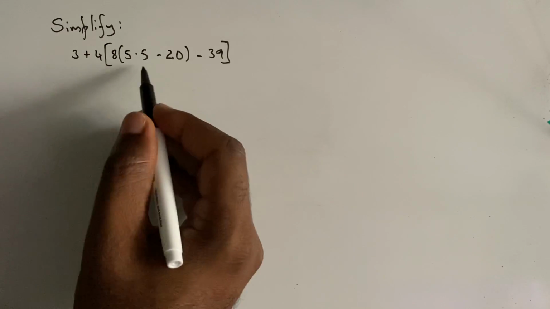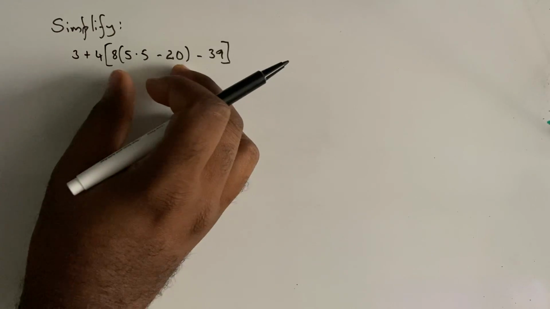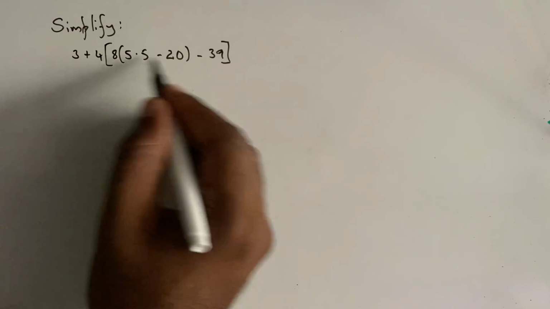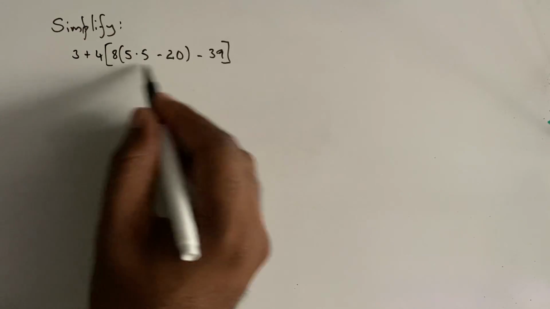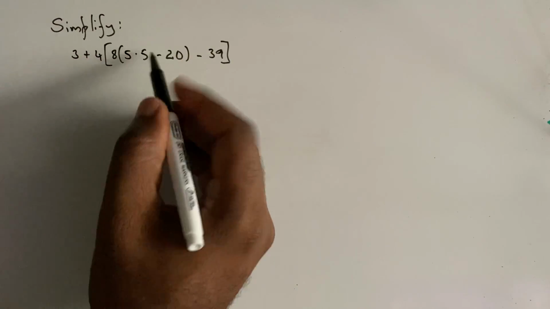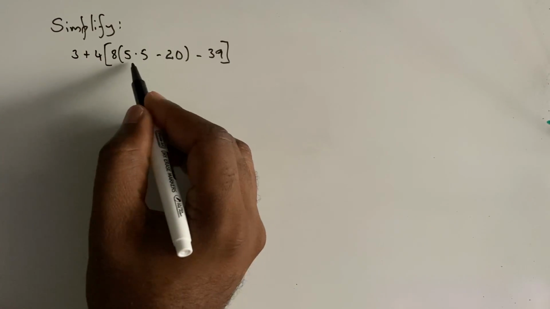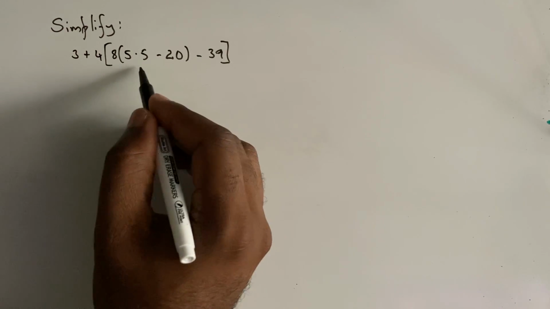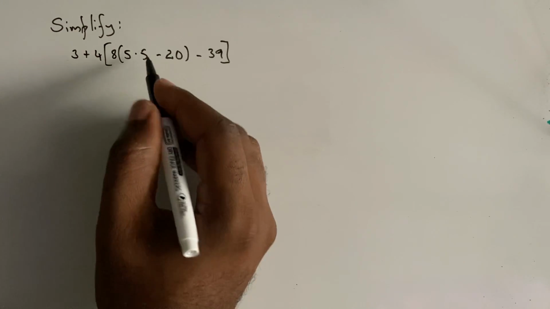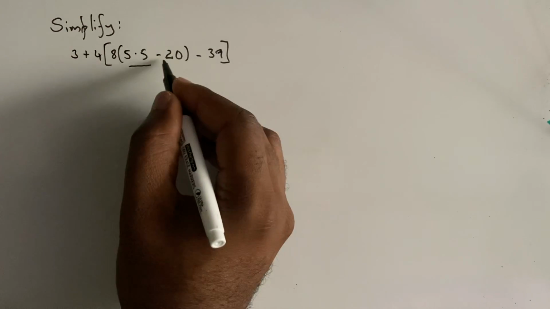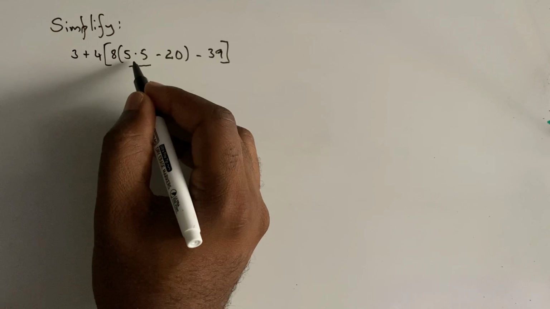So you need to go with the innermost symbol. In this case, it's parentheses. So I have to do what's inside here first, and from here, I'll go outward. Now, what you have here is actually a multiplication. So I'll do multiplication first right here. I have multiplication and subtraction, so you do multiplication first.